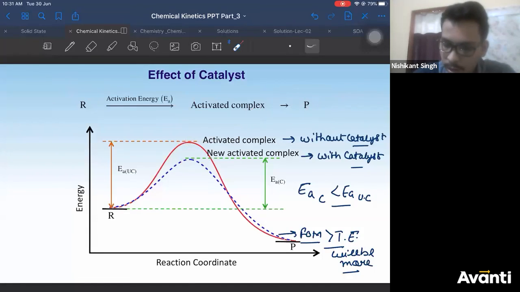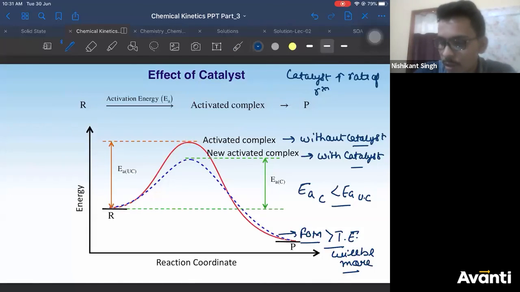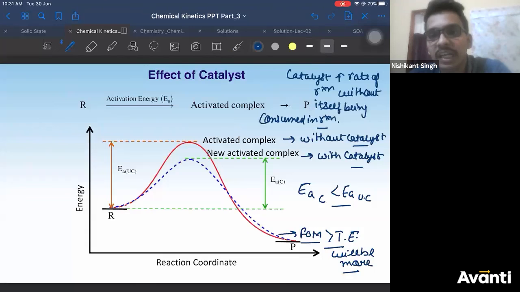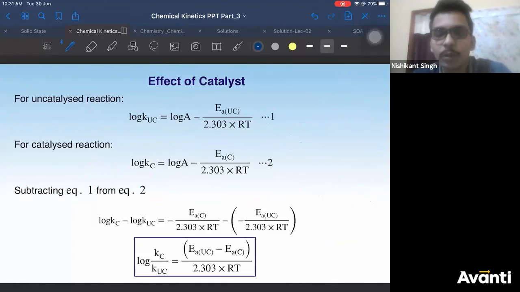You all know the catalyst definition: it increases the rate of reaction without itself being consumed in the reaction, right? We'll discuss its detailed explanations in surface chemistry. There's a separate topic for it. Let us see what numerical you can get.